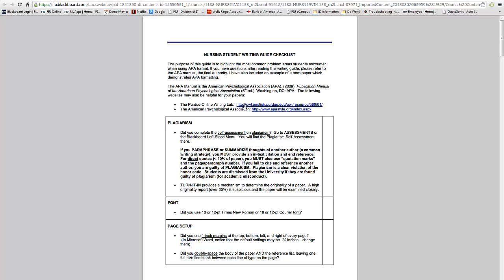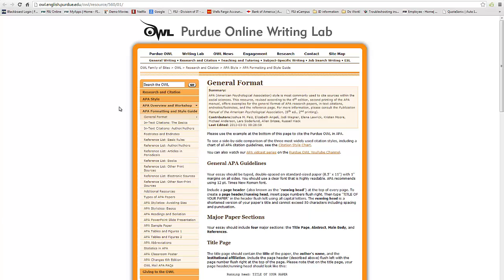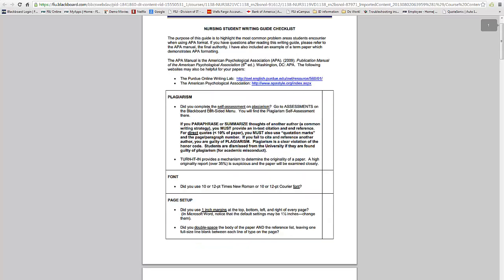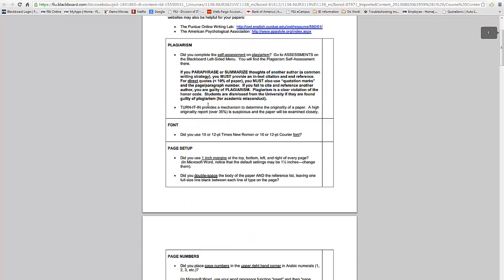The two websites are http://owl.edu.us/resource/560/01, and the other one is from the American Psychological Association website.